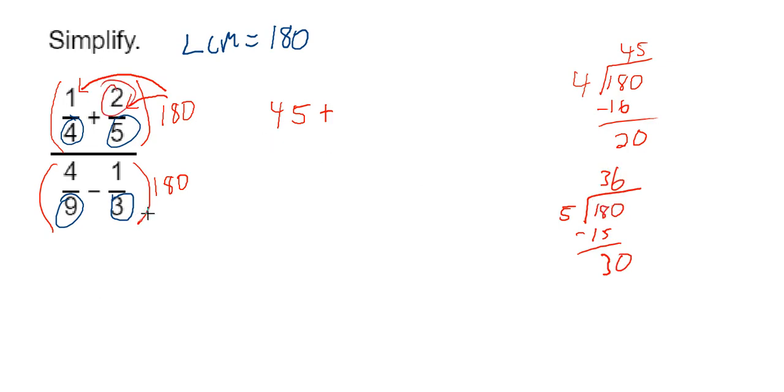But then we have to multiply by 2. So you divide by 5, that's how we got 36, then you multiply by 2. That's going to give us 72. Right. Over this one, 180 divided by 9 is going to be 20. 20 times 4 is going to give me 80. Minus 180 divided by 3 is going to be 60.